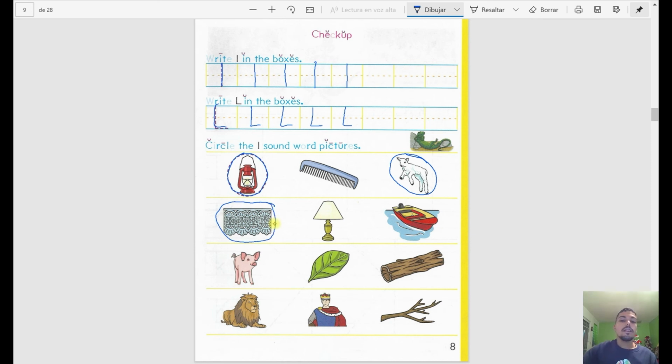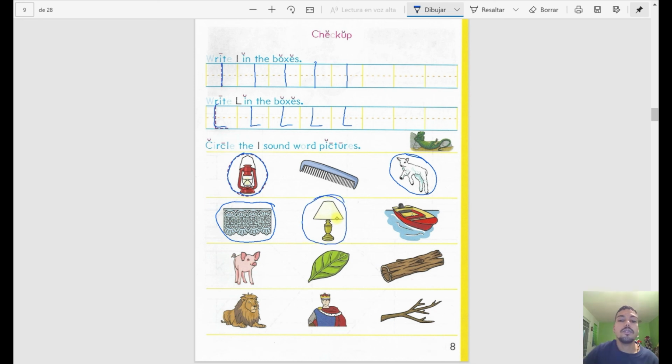Very good. The next one here, this is a lamp. Lamp has the sound ooh. Lamp, it has the sound. Yes, lamp has the sound ooh, so we have to circle the lamp.